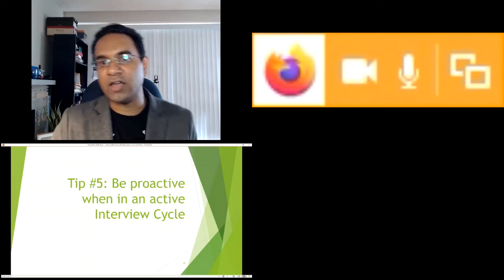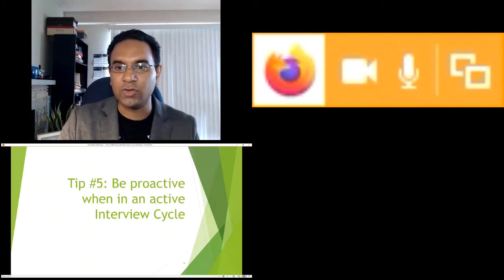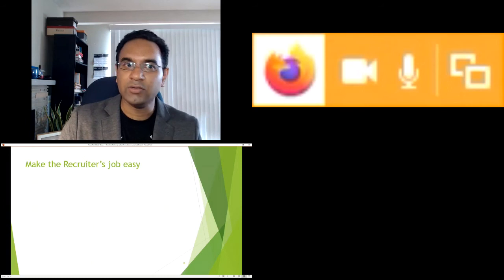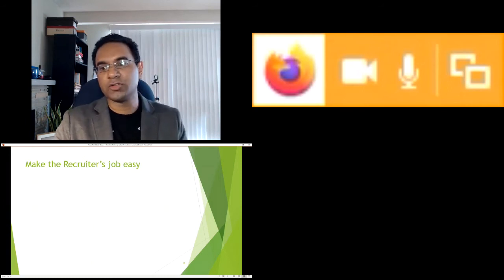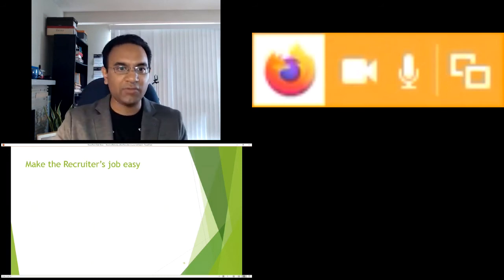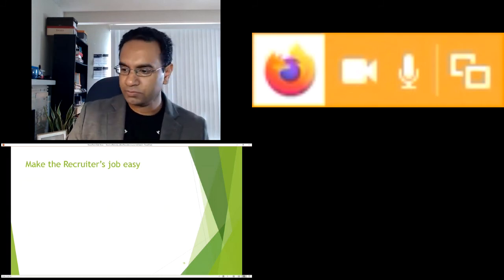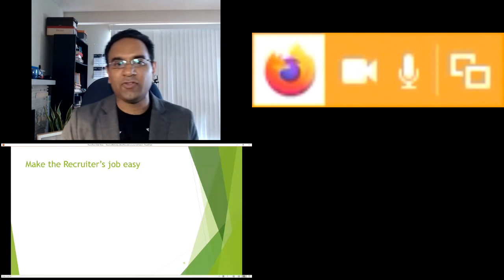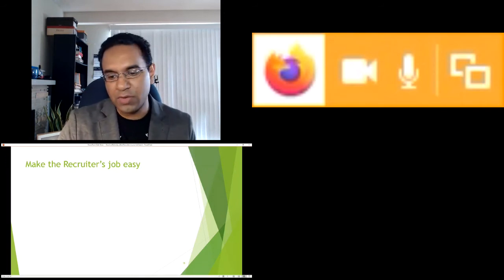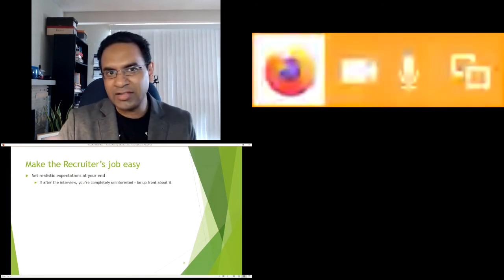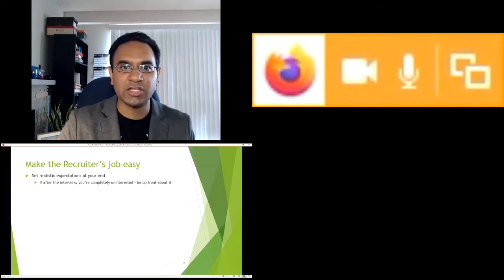Now, tip number five, be proactive when in an active interview cycle, right? What I'm saying basically here is, look, make the recruiter's job easy. If you're actively in an interview cycle with a recruiter who's representing you, again, whether it's a staffing agency or a corporate recruiter, make their job easy, right? And at your end, set realistic expectations.